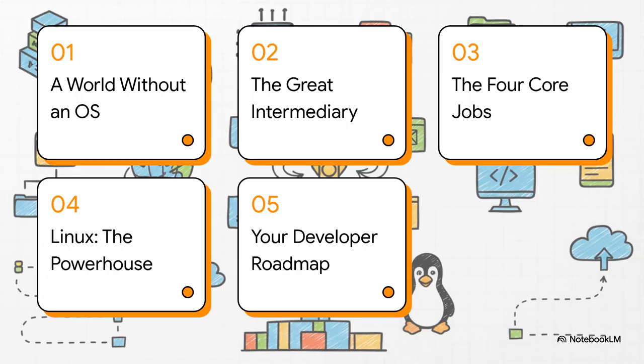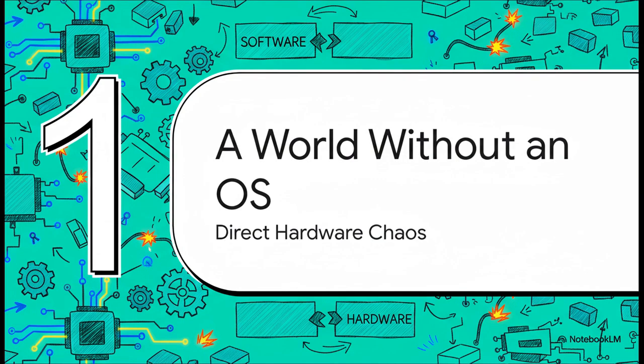So, here's what we've got on deck. We'll start with that world without an OS, then meet our hero, the great intermediary. We'll dig into its 4 core jobs, check out a real-world powerhouse with Linux, and then, of course, put it all on your developer roadmap. All right, let's dive into Section 1, a world without an OS.